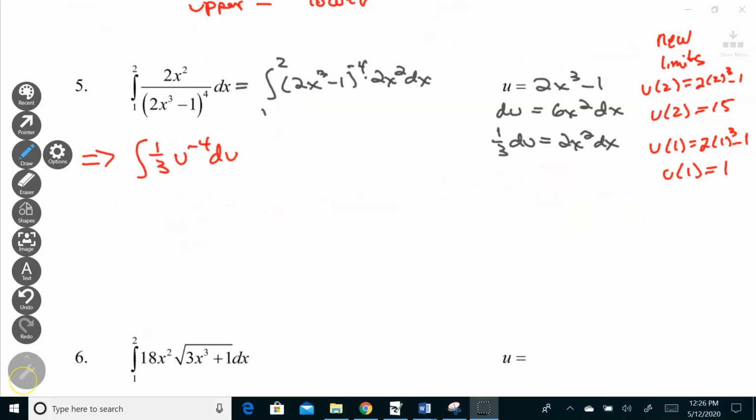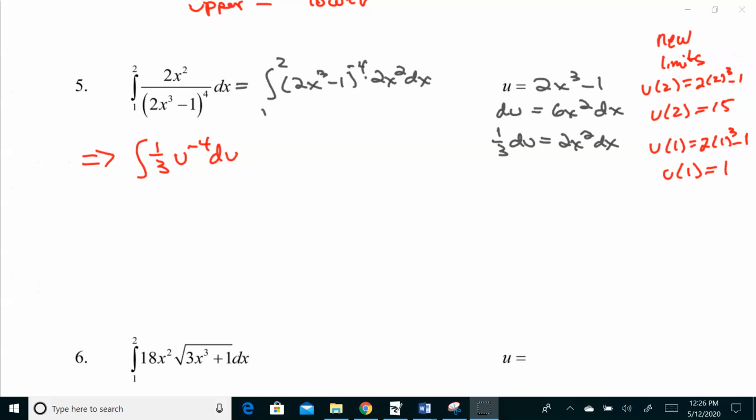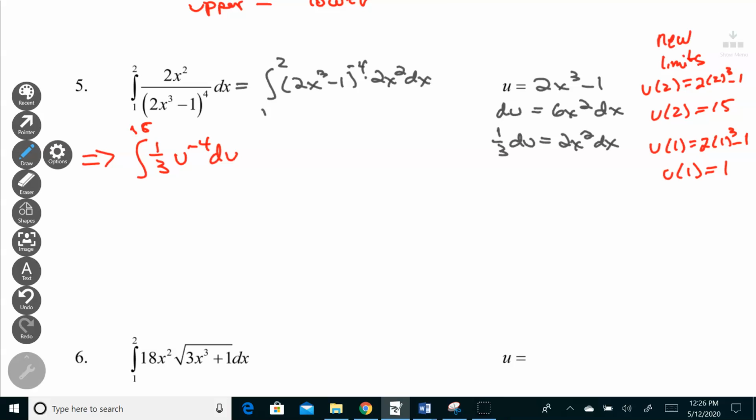I set up this problem exactly like I did before with my u substitution, and it is going to be the same. It's still going to be 1/3 u to the negative 4 du. That is not going to change. What I'm changing is the limits on the integral. Instead of being from 1 to 2, I plug those numbers into the u, and my upper limit is 15, and my lower limit is 1. It happened to be the same.